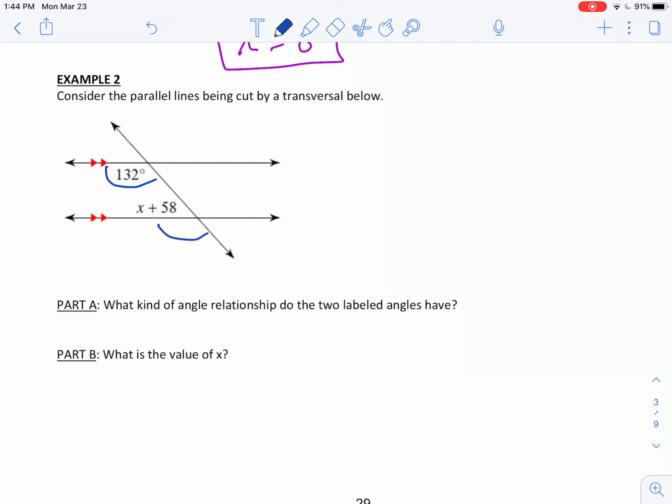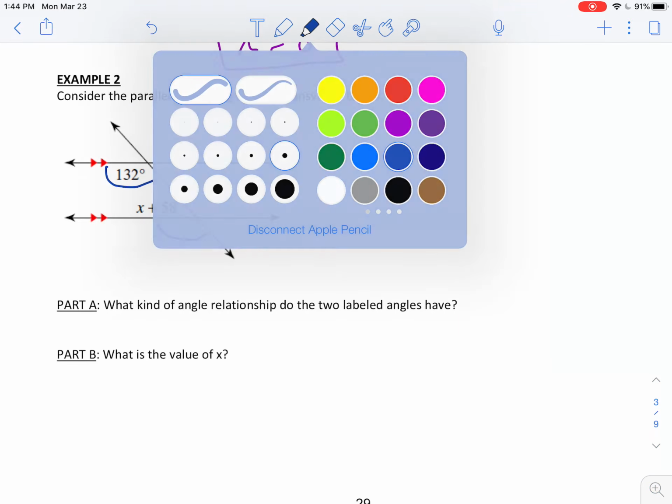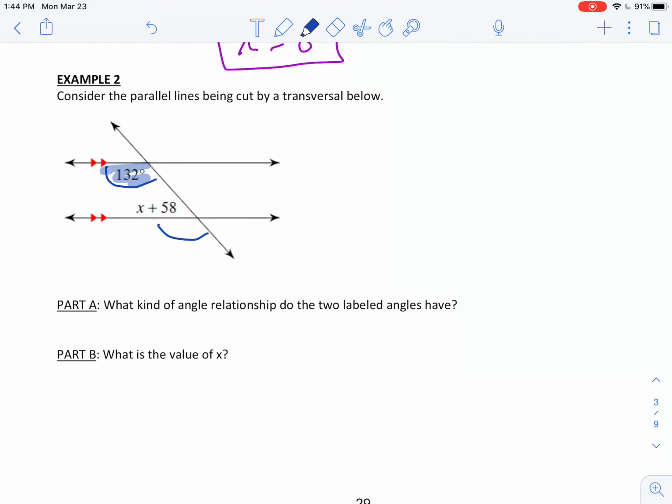This is what we know. We know that this angle and this angle are corresponding angles. So if this angle right here is 132, then this angle down here is 132. Think about that for a minute. Those two blue angles are corresponding angles. They have the same measure. Now we have information that we can use.